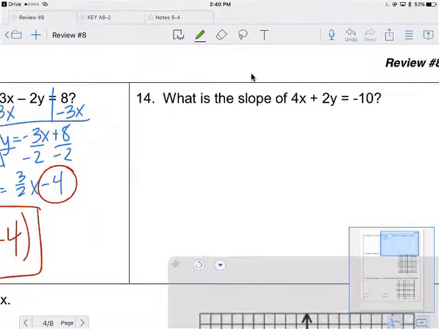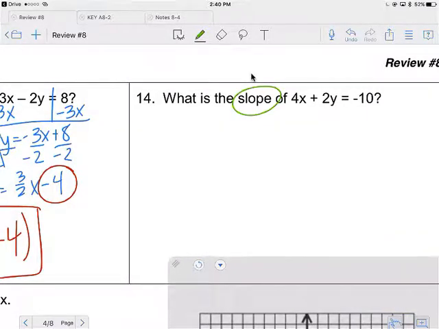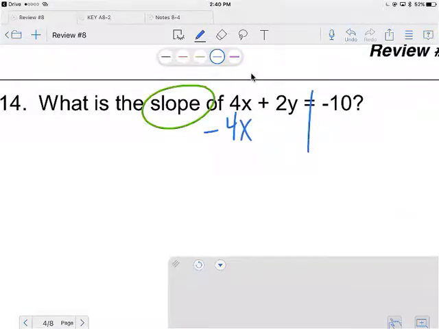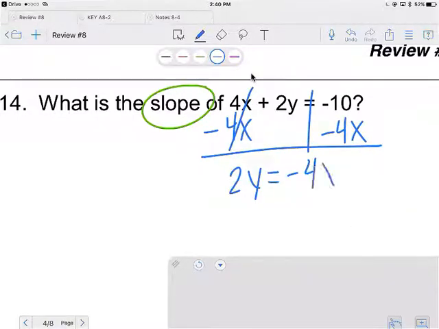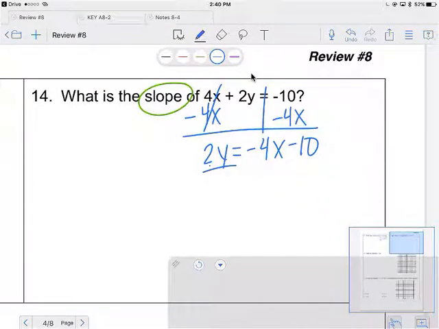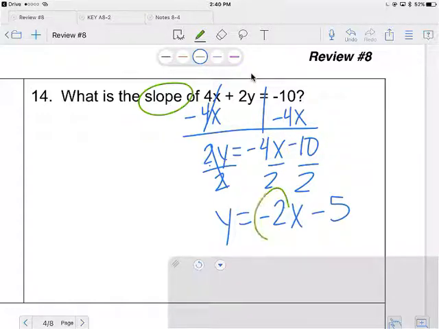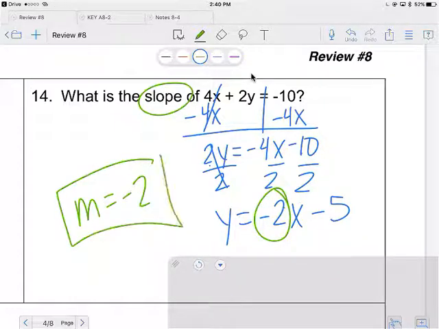14, I need to do something similar, but this time they're asking me for the slope. I'm still needing to solve for y, so I move x to the other side. 2y equals negative 4x minus 10. Divide everything by that 2. y equals negative 2x minus 5. And then their question was about the slope. The slope is with x, so my slope is a negative 2.